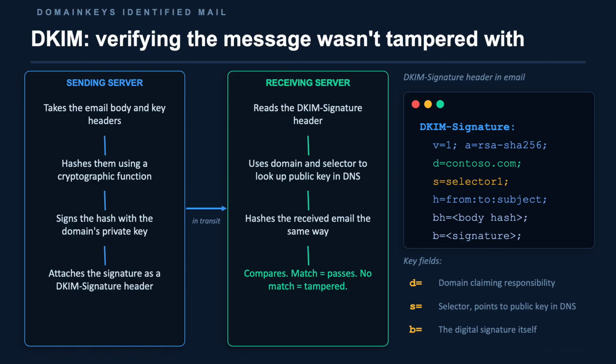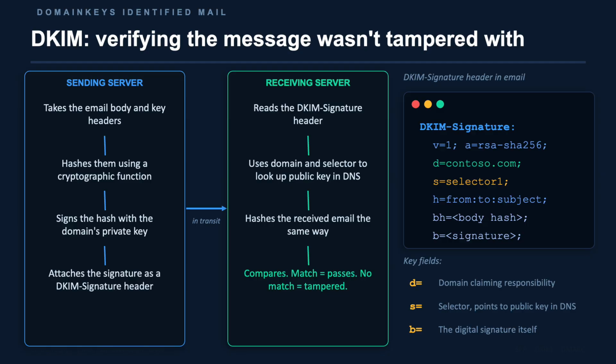So to understand DKIM, you need one concept from cryptography, that is the key pair. A key pair is two matching keys, a private key, which you keep secret on your mail server, and a public key, which you publish openly. So anything signed with the private key can be verified using the public key, but the public key cannot be used to create signatures. That one-way relationship is what makes it secure.